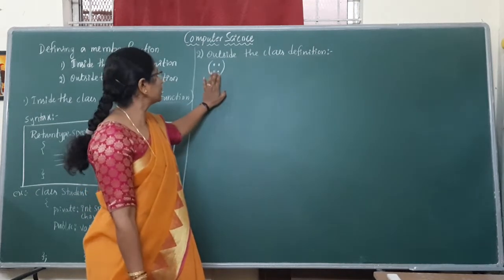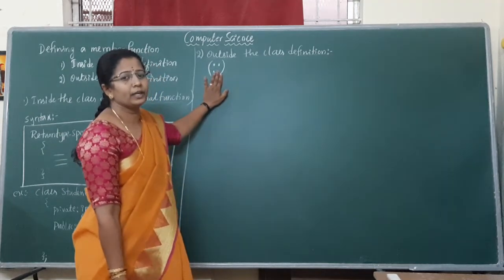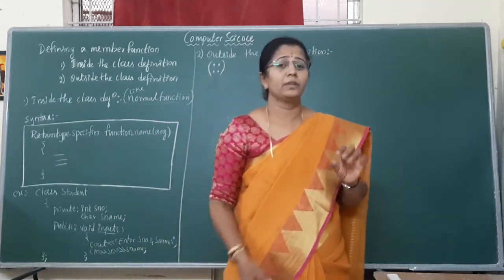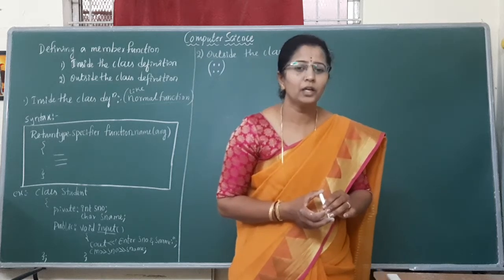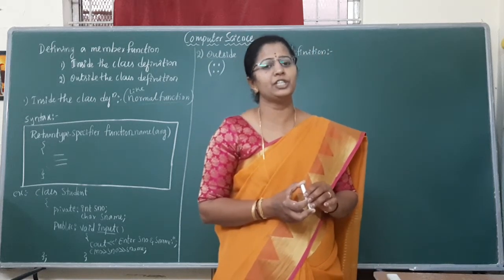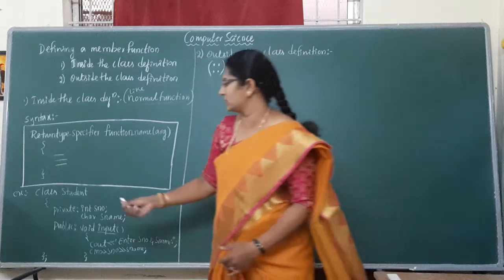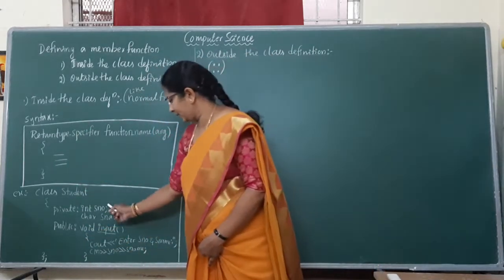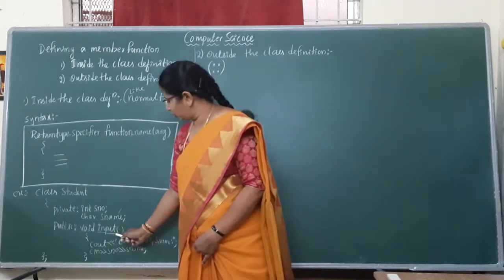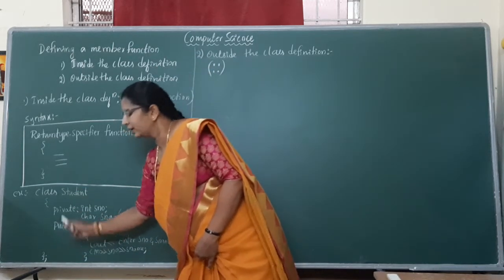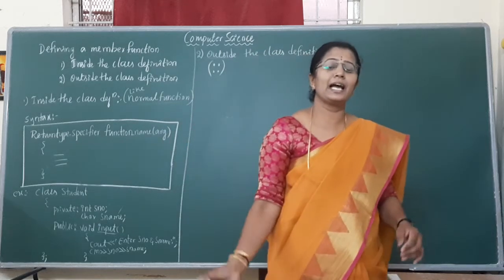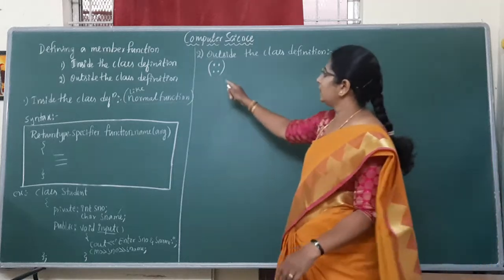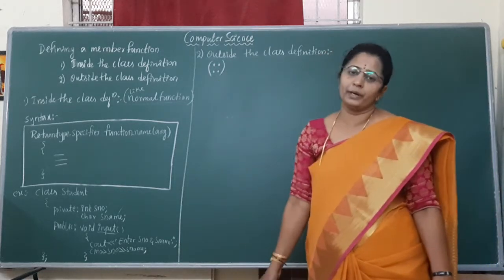Why do we need this scope resolution operator? This operator will provide global accessibility. The scope resolution operator will provide global accessibility to the local variables which are declared inside the class. What are the local variables here? S name and S number, and those member functions which we have declared inside the class can be accessed outside, globally, with the help of the scope resolution operator.